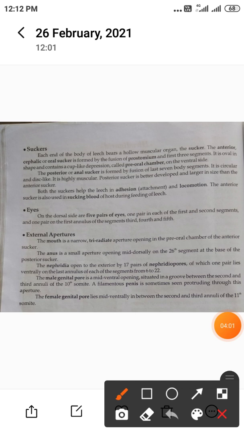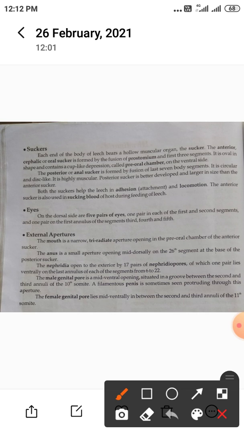Then the nephridia open to the exterior by 17 pairs of nephridiopores. What is meant by nephridia? When we studied the general characteristics of annelida, we discussed what nephridia are. Nephridia are tube-like structures opening at the exterior region. The nephridia open to the exterior by 17 pairs of nephridiopores, of which 1 pair lies ventrally on the last annulus of each of the segments from 6 to 22.